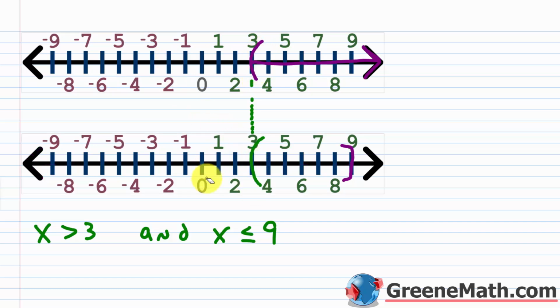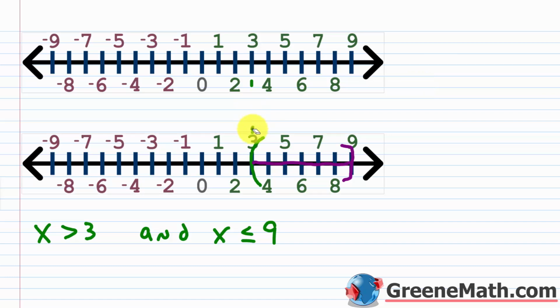So let me erase this shading. Here, it's anything that's less than 9, so it can go all the way down to the point of 3, but it can't be 3 itself. So let's just shade from here to here, okay? So this is the overlap of the two solutions, okay? So that's what we're looking at.